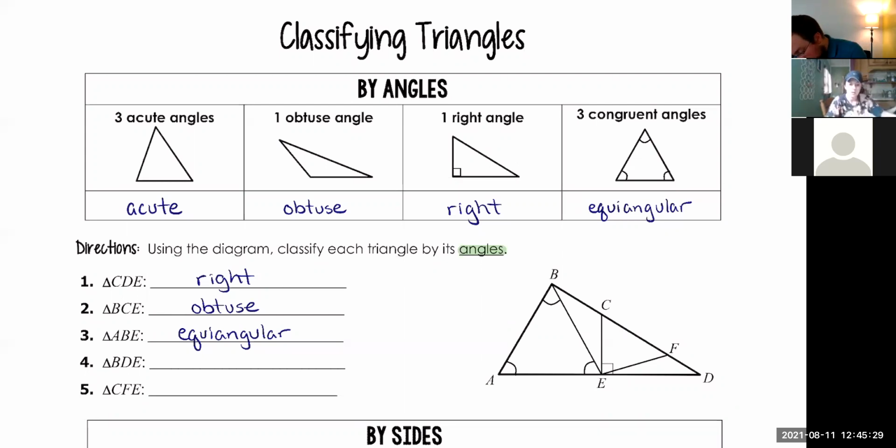Fourth one there is triangle BDE. That'd be obtuse. So that one's a little bit deceiving because there's a lot going on there at E. But if you think about the angle BED, that one is clearly an obtuse angle because it is larger than 90 degrees. And then the last one is CFE, which is kind of nestled in here. It would be an acute triangle.